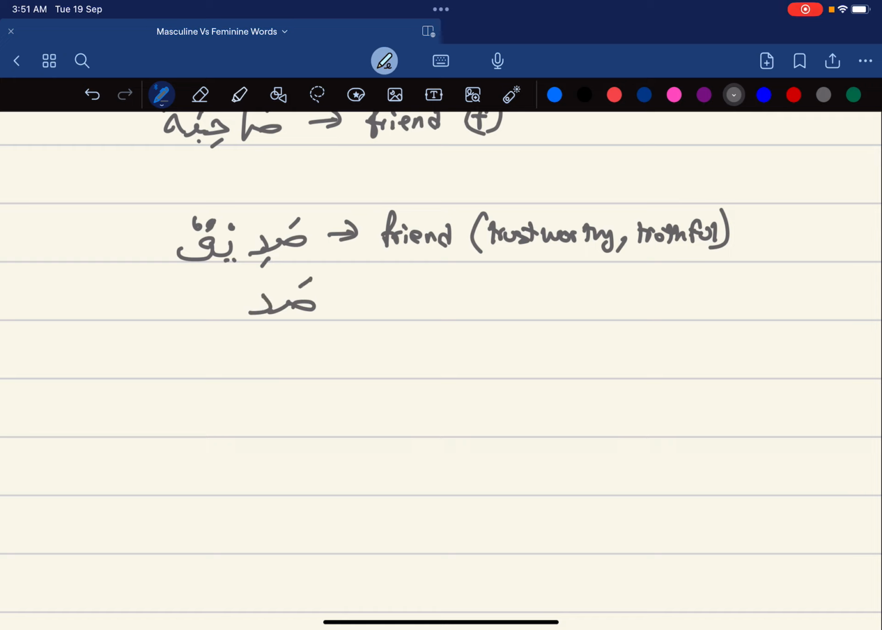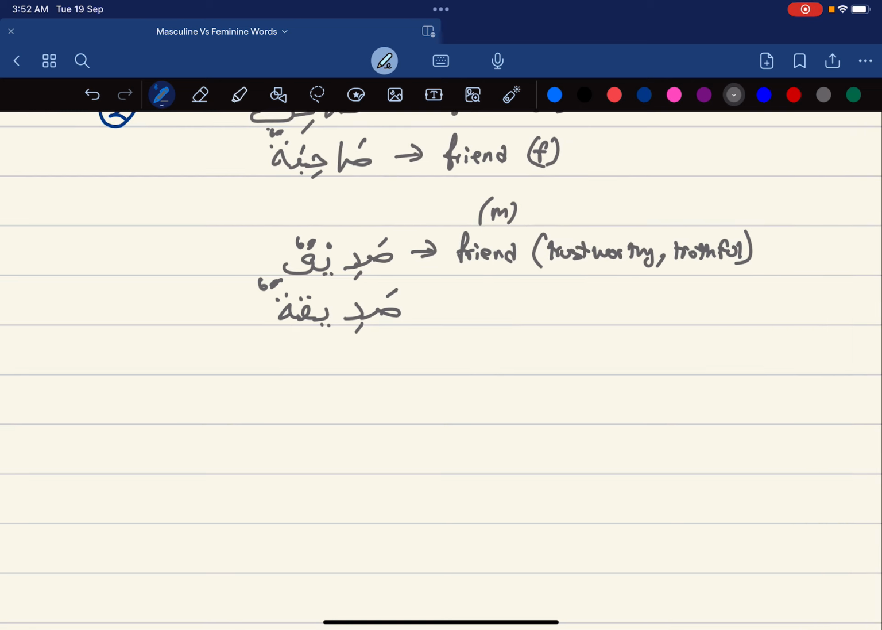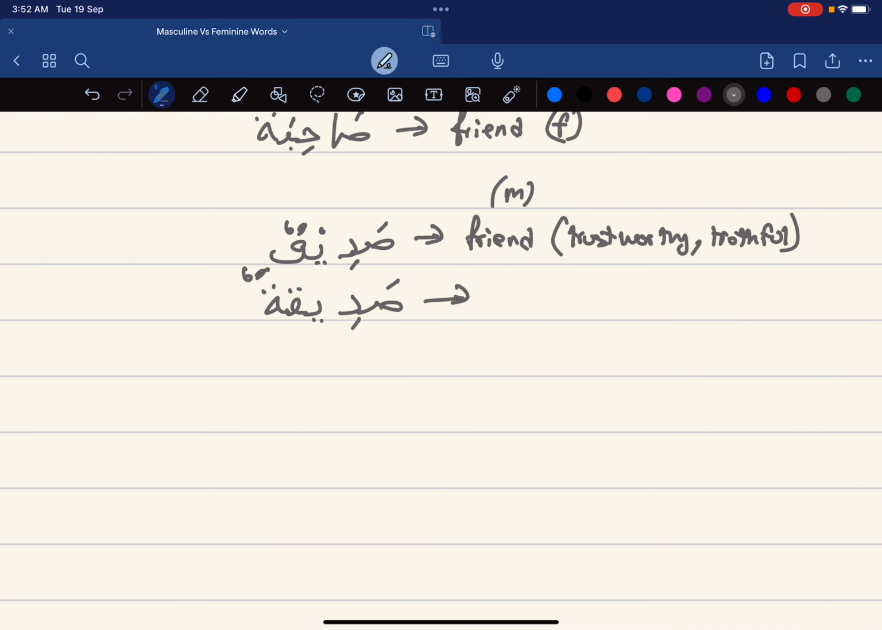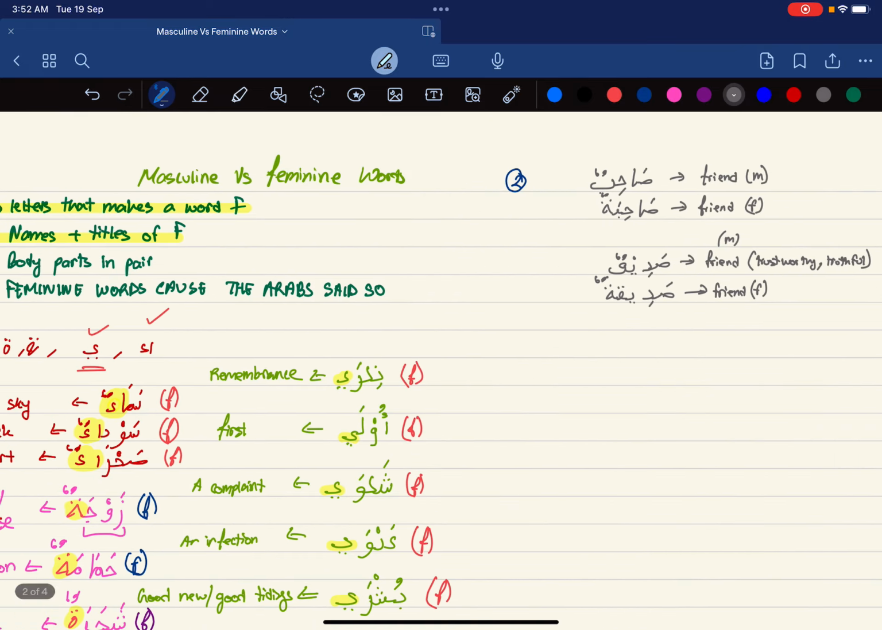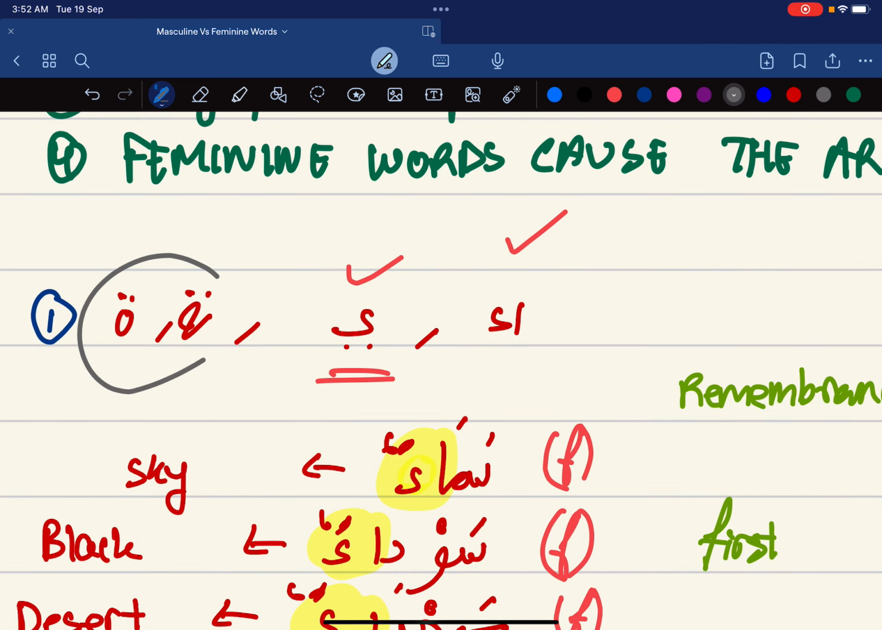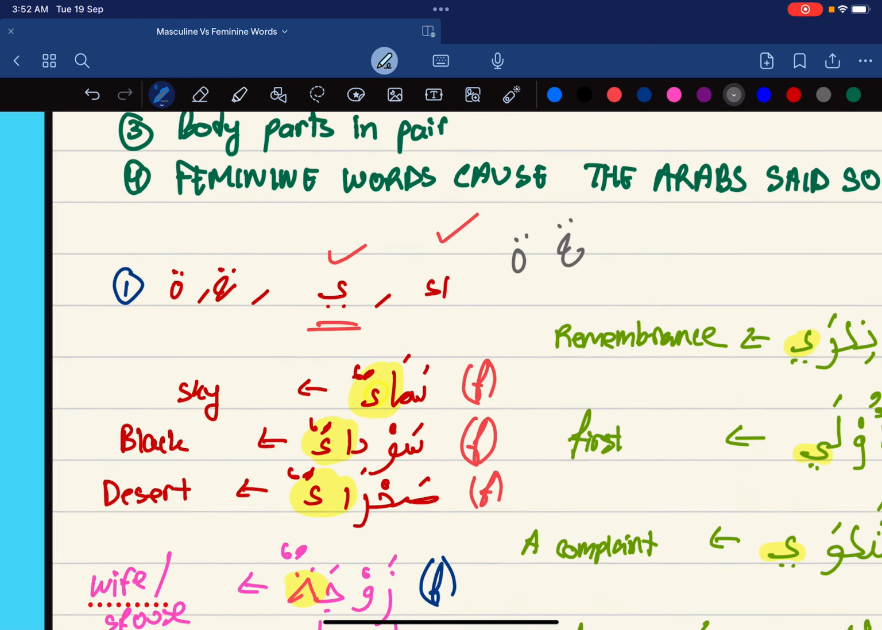But look at this. Sadiqun is for a male friend. Sadiqatun is for a female friend. Now, I think some of you might have noticed, why is there a difference? Why in some places do we use ta marbuta and sometimes this? It's because it depends on the word.